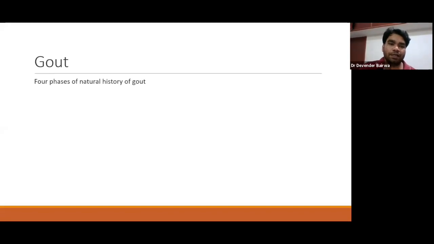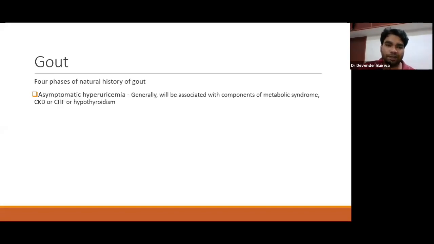So generally, the natural history of gout goes through four different phases. One phase is asymptomatic hyperuricemia. It can be of any duration; nobody knows how long it will be there. It was there earlier, before the gout, and generally it will be associated with a component of metabolic syndrome, or CKD, or congestive heart failure, or hypothyroidism. Something will be there. Then patients will develop acute gout. After acute gout, they can have an intercritical period that can last from months to years. And after that, when the patient has repeated acute gout attacks, the time will come when chronic tophaceous gout will develop. So these four phases can be seen in the natural history of gout.